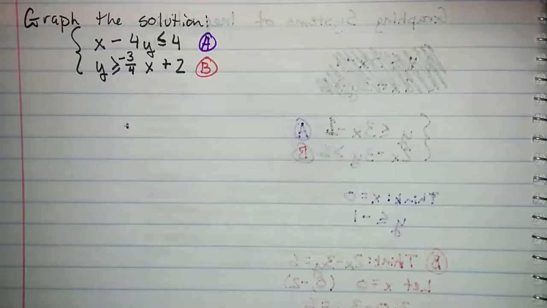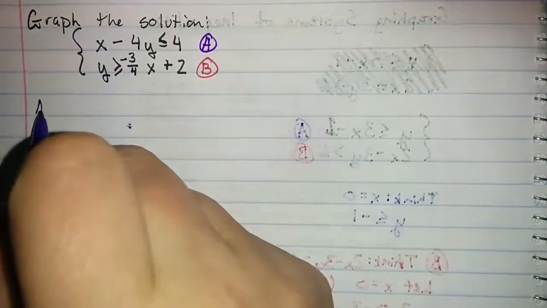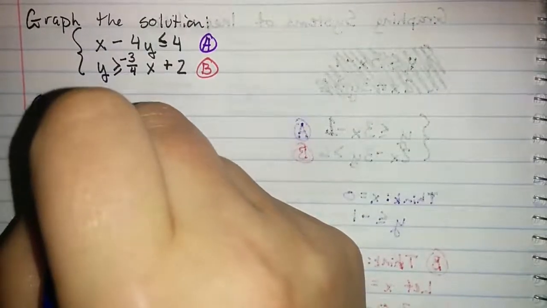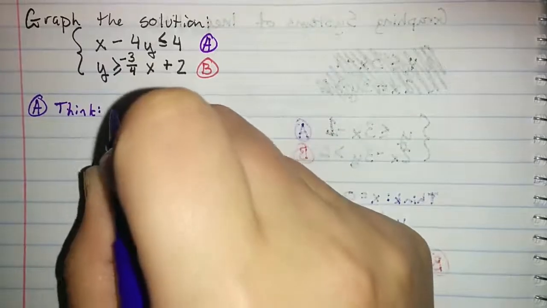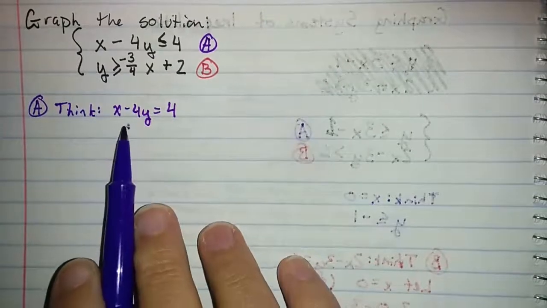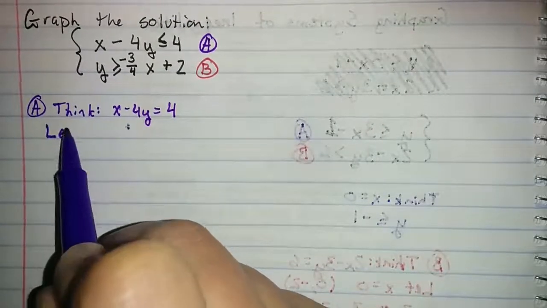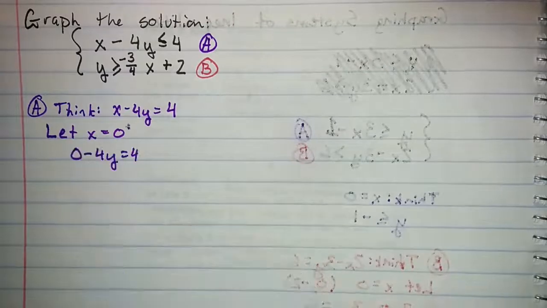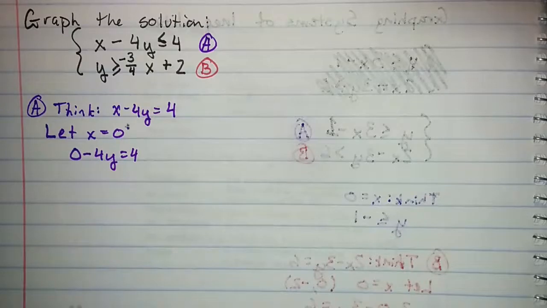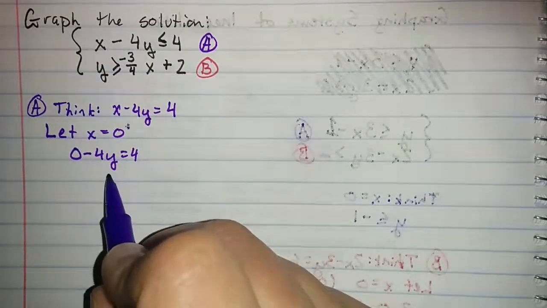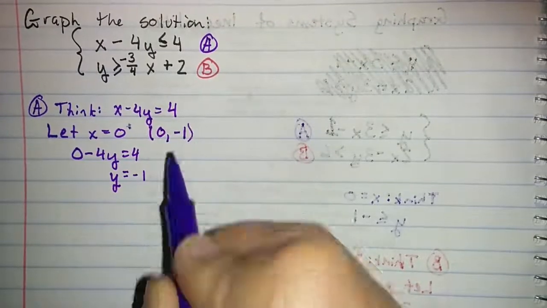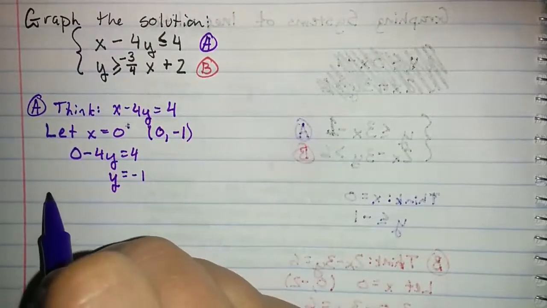A is not in slope-intercept form. So to get my 2 points on the line, remember I'm thinking of x minus 4y equals 4. To get my 2 points on the line, I'll first let x equal 0. I'll get 0 minus 4y equals 4, so that's just negative 4y equals 4. Divide both sides by negative 4, and I get y equals negative 1. (0, -1) will be my first point.